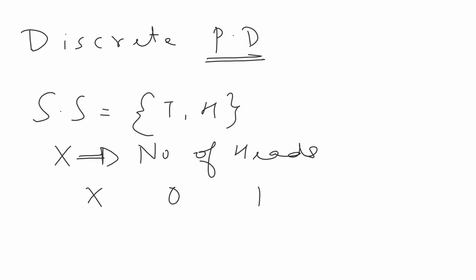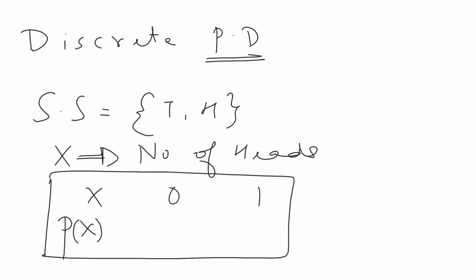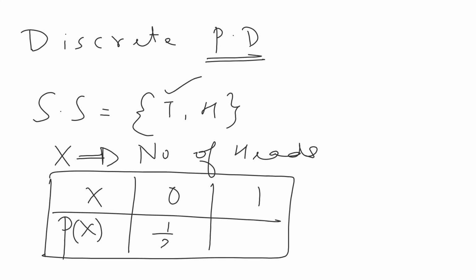Why it will take 0 is because when we toss a single coin, there can be 0 heads, or there can be one head. There cannot be two heads because there is a single coin. So these are all possible events and their respective probabilities. Respective probabilities we will just calculate. So 0 heads, there is only one event out of two events in the sample space, and one head, there is only one event out of two events in the sample space.